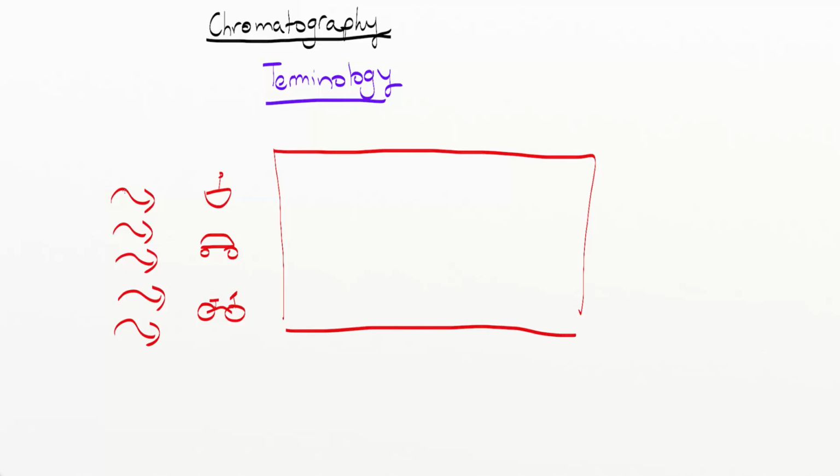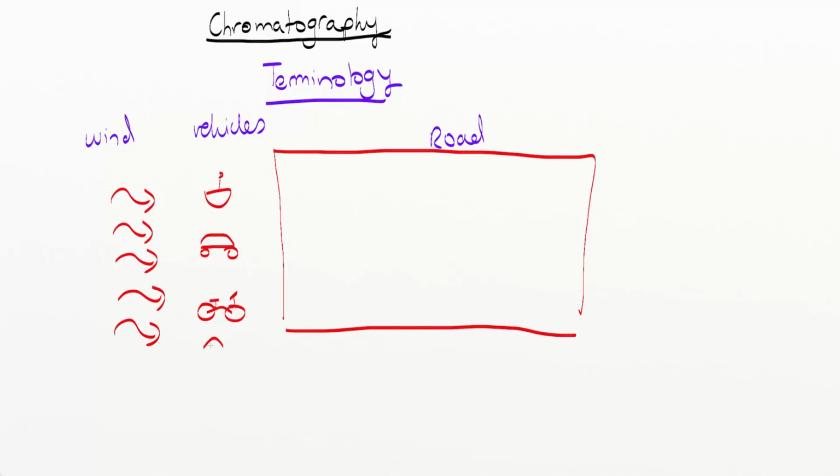Alright, so we need to apply some terminology and understand what's happening with this example. So in our example, we had something like a road, we had some vehicles, and then we had something that pushed the vehicles, so I'll call this the wind. Alright, and we know that because different vehicles had a different amount of friction with the road, they separated. Well, this is obviously analogous to what we look at in chromatography.